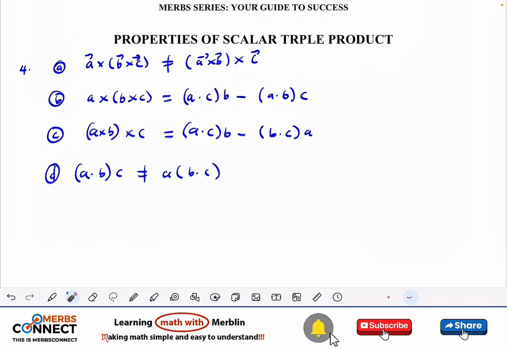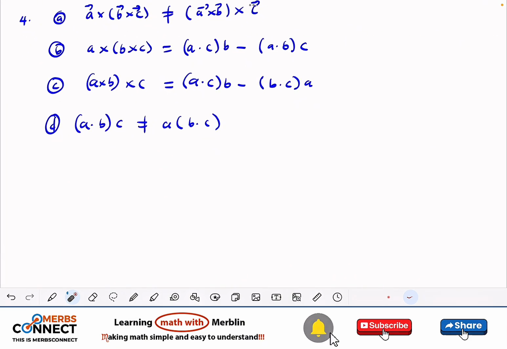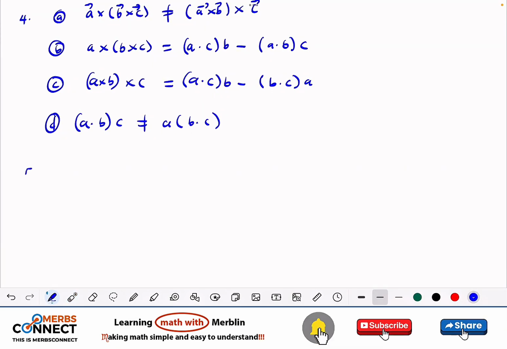Let me move to property 5. It's also very important. Property 5, we can talk about equation, right? So equation of the plane. Let me use red to write because it's very important. Equation of the plane.